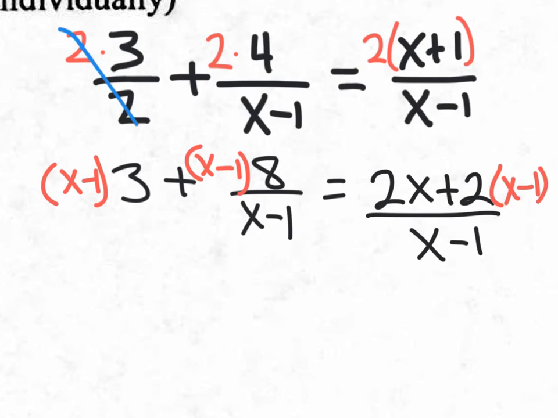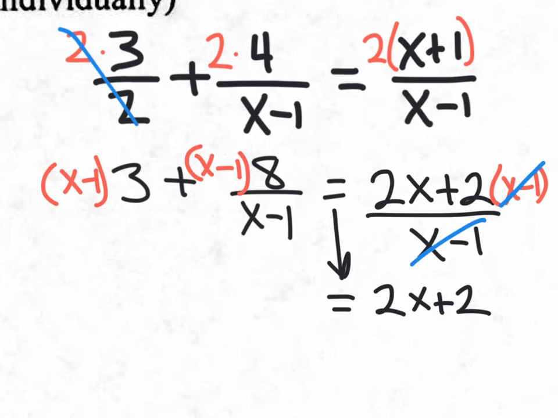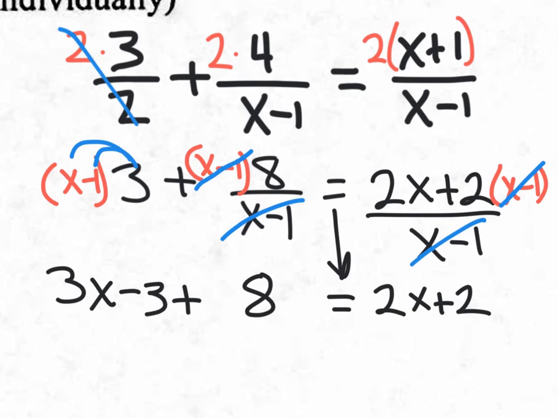Okay, now once again, if we look at the right side of the equation, the x minus 1 cancels with the x minus 1. And what we have left is, if you bring the equal sign down, 2x plus 2. And also, the x minus 1 here cancels with the x minus 1 down here. And what do we have left? We have the plus, and we have an 8. And on the far left, we have a 3 times x and a 3 times negative 1. So that gives us a 3x minus 3.